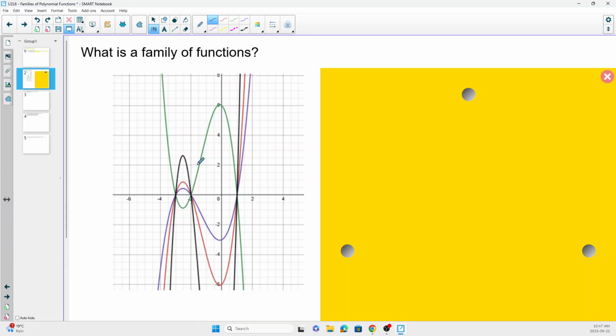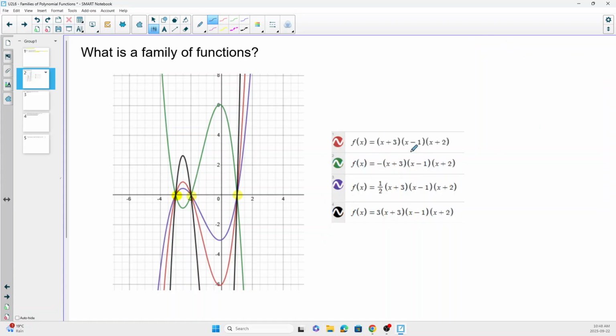They share the same degree of the function. They all have opposite end behavior. But you will notice that they also all have the exact same intercepts, and that is really important. Not only do they have the same intercepts, the order at those intercepts is the same. These are all order 1. It's pass through, pass through, pass through. So this is a family of polynomial functions, and here are the equations that correspond.